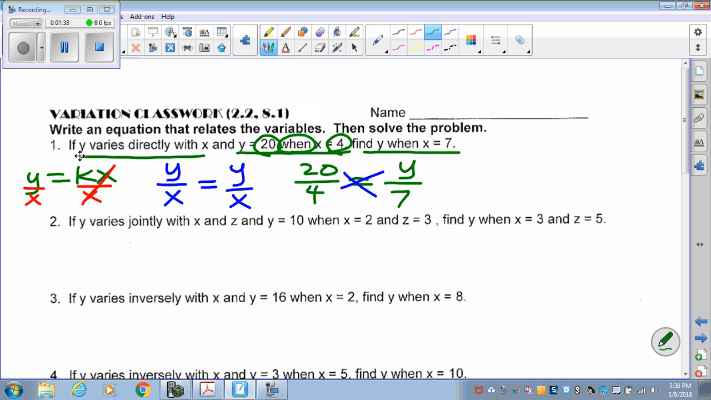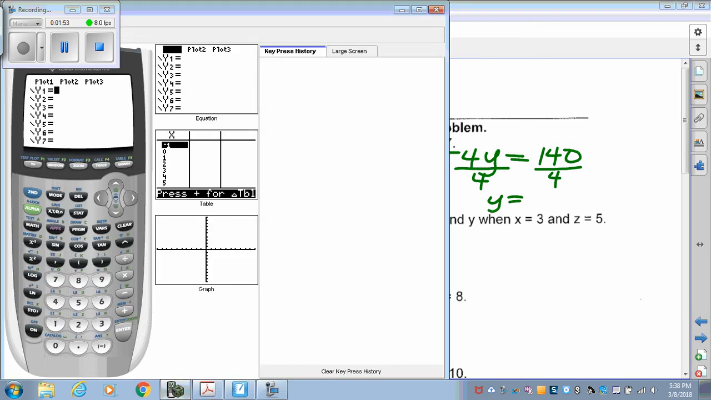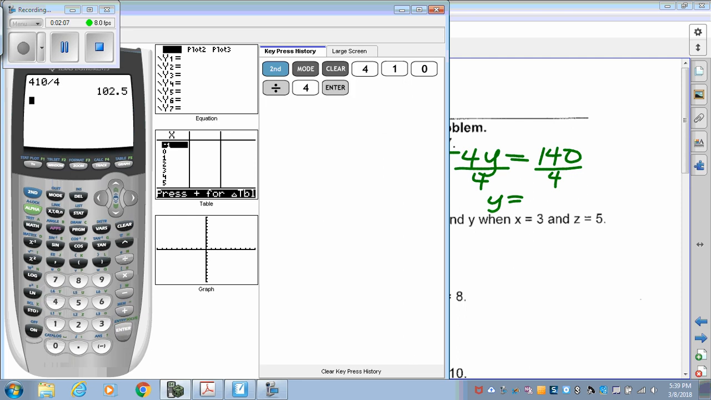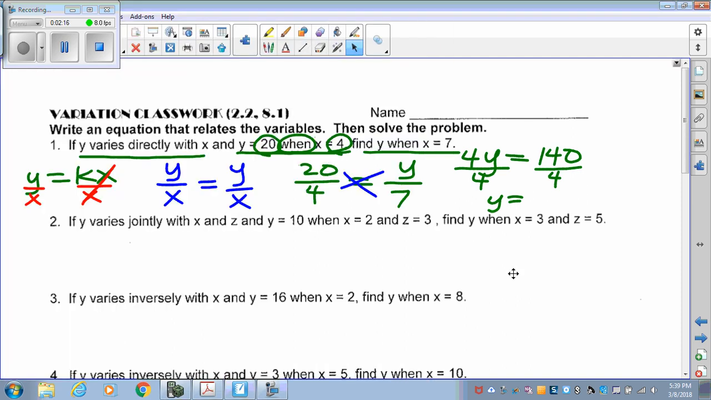Okay, here we go. So now 4 times y is equal to 20 times 7, which is 140. And then I'm going to divide by 4. So I get y equals, let's see, it will take 140 divided by 4. Oh, look, it's right there. 35. 140 divided by 4. Oh, goodness. 140 divided by 4. Okay, 35. All right, and that's what they were asking for.